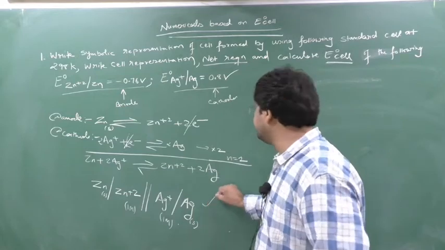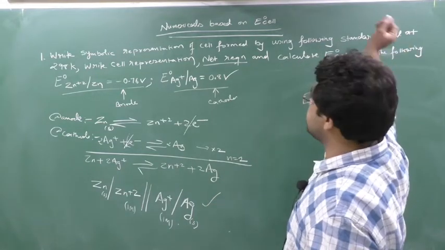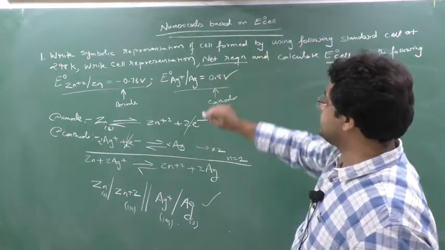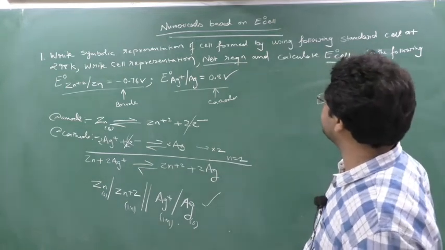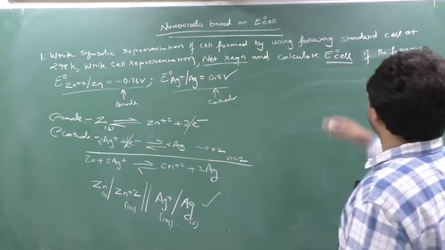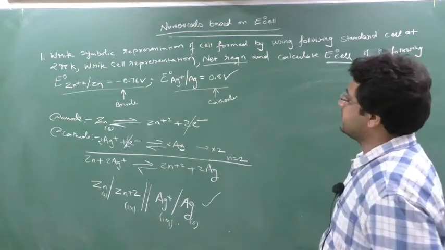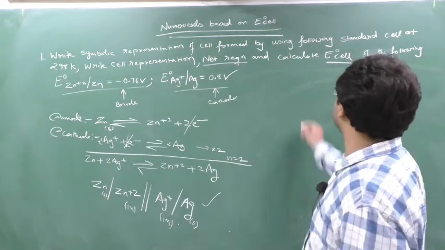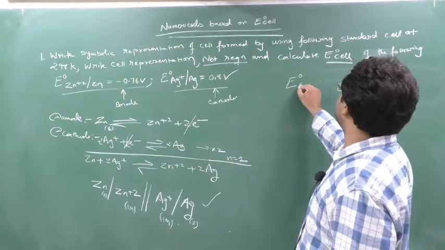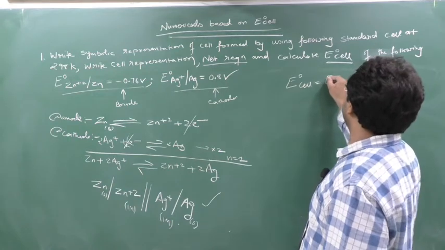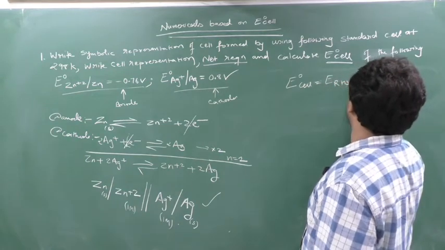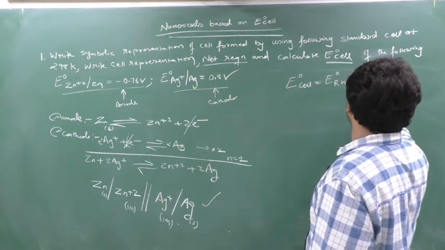So write the symbolic representation using the following standard cell at 298 Kelvin. Cell representation is written, net reaction also written, and calculate E naught cell. Now the question comes: what is the formula for E naught cell? E naught cell is equal to E naught RHS minus E naught LHS.